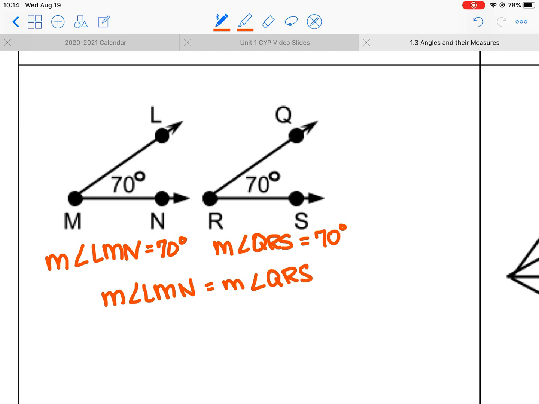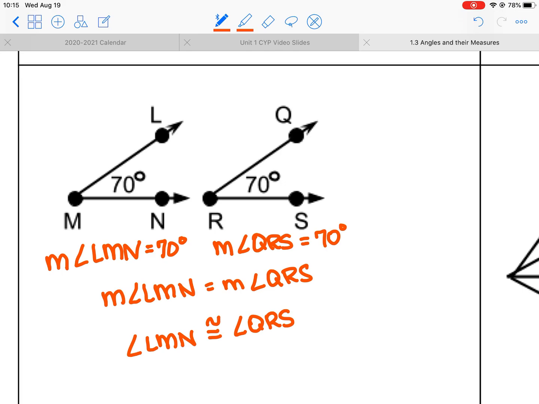So measures are equal, and if we are talking about the angles without the M in front, if we're just talking about the angles, angle LMN and angle QRS, those are going to be called congruent angles. And so the symbol for congruent is an equal sign with this little squiggle on top, and that says that they are congruent. So it's important to distinguish the difference between which symbol you use in between them.